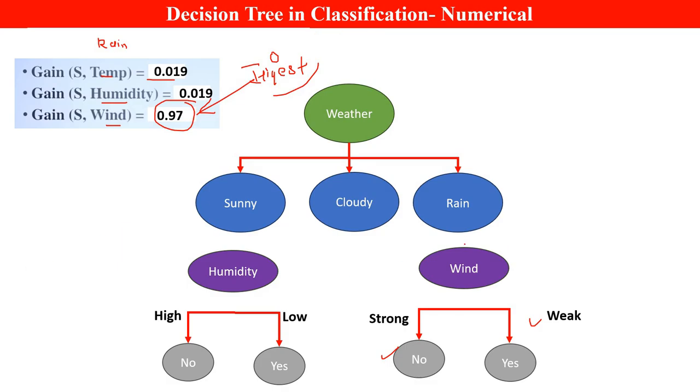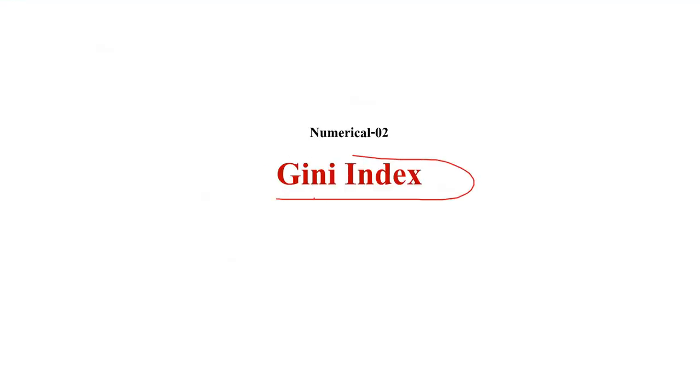Okay. So now this is the final decision tree for the problem using the entropy and the information gain. So this is the first problem. Now the same problem we will solve using another concept. That concept is called the Gini index.